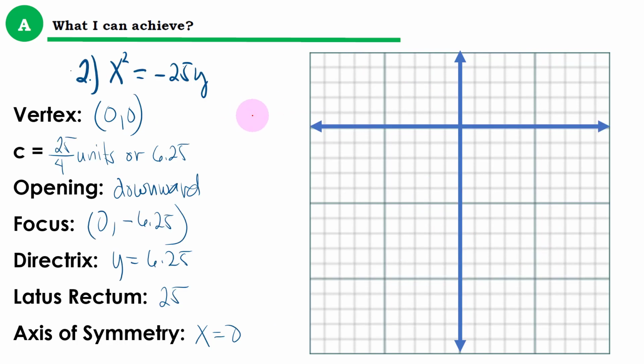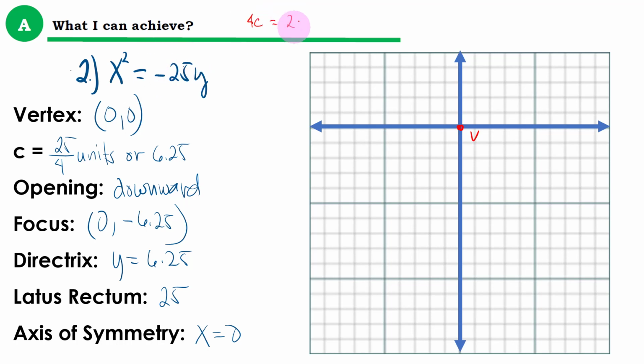Okay? So, number 2, x squared equals negative 25y. Our vertex is 0, 0. Ito yun, vertex. Then, paano natin nakuha yung ating C, or the focal length na 6.25? Ang 4C natin dito, ito yung ating 4C, yung katabi ng Y.